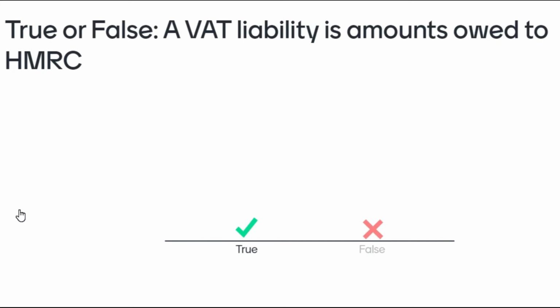Next, true or false, a VAT liability is amounts owed to HMRC. So that's true. So if we actually had a VAT asset sat on our balance sheet, then it would be a reclaim back from HMRC. So that'd be where our purchases exceed our sales on the VAT return if we had a reclaim. But where it's a VAT liability, it means that our sales exceeded our purchases, VAT. So that's why it's a liability and an amount owed to HMRC.